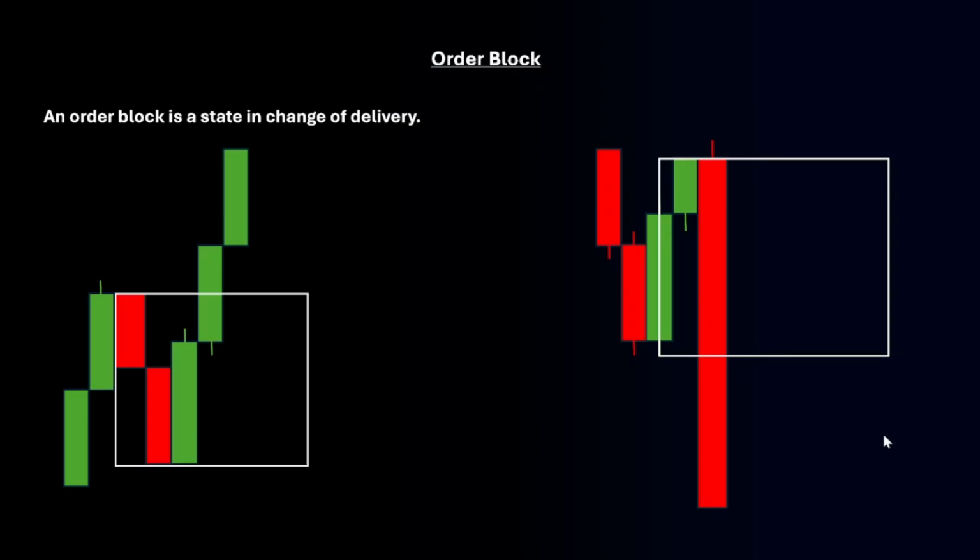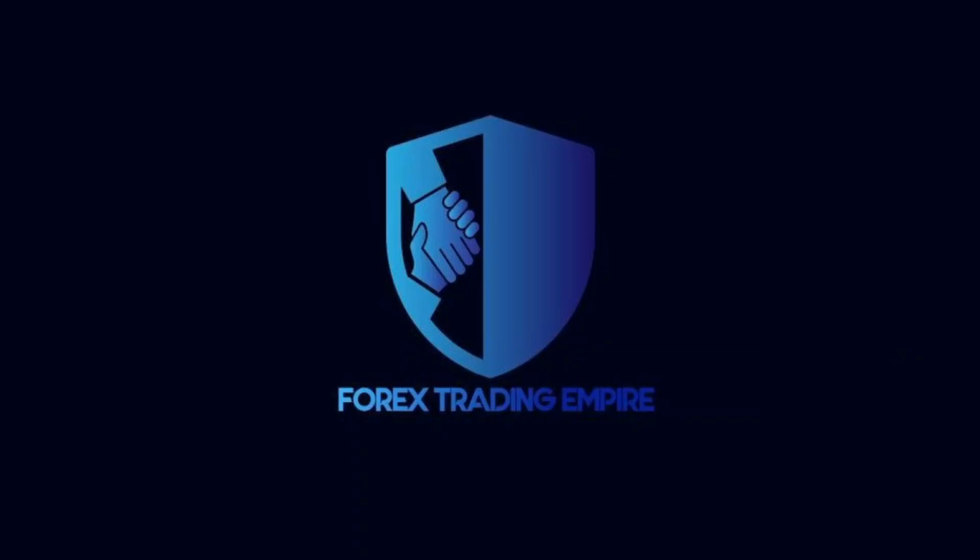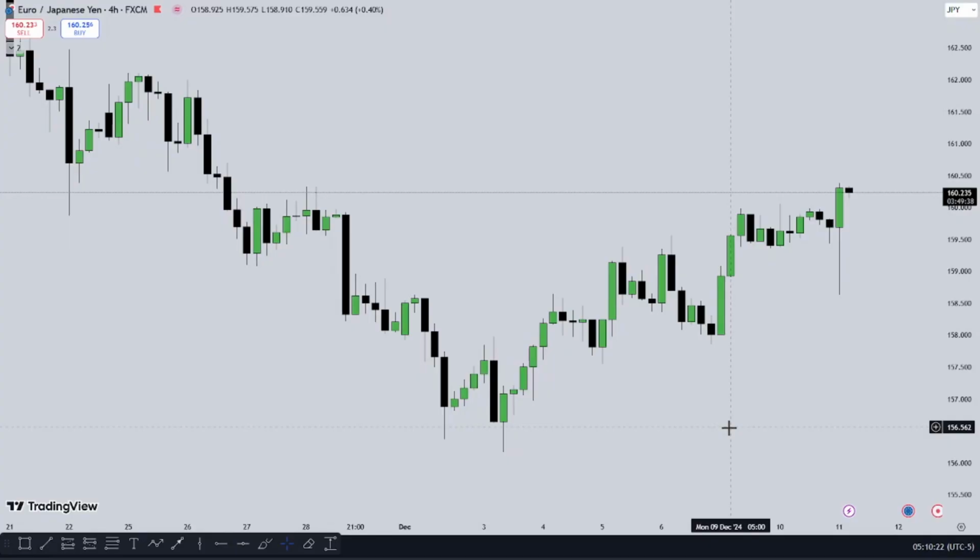Understanding this concept about an order block, we'll be moving to a chart to show a few examples. We'll be identifying a few order blocks and I'll be explaining how to internalize the order block into your analysis and know how to pair it up with a fair value gap. Now we're on a 4-hour time frame of Euro JPY.